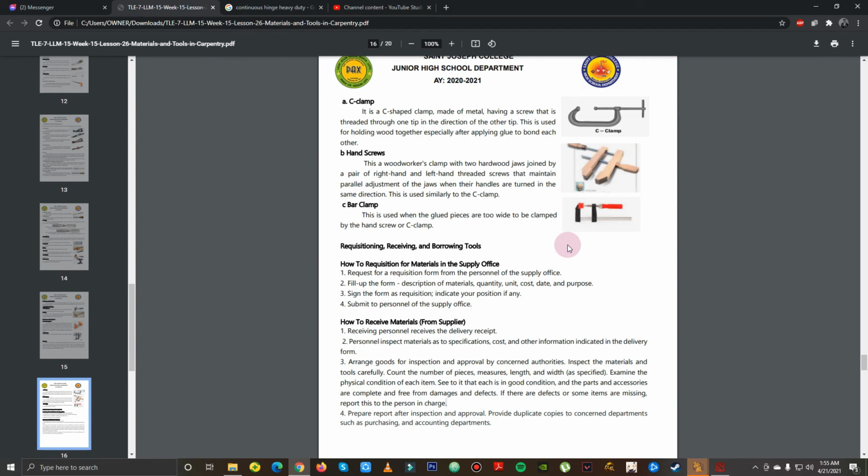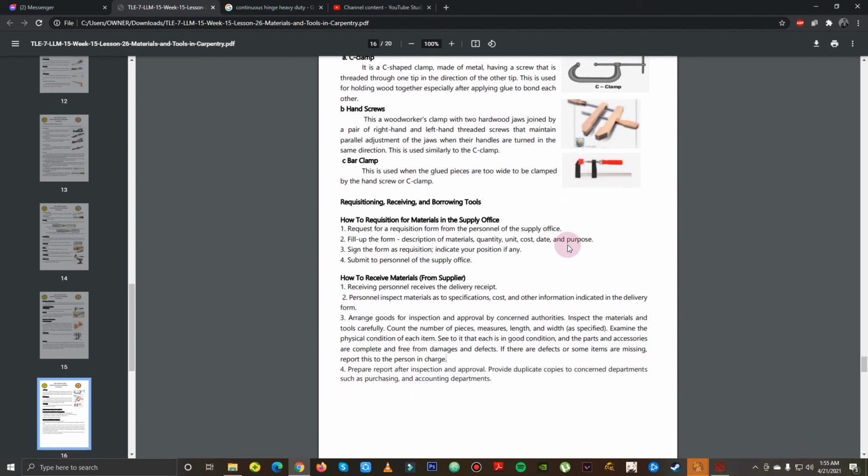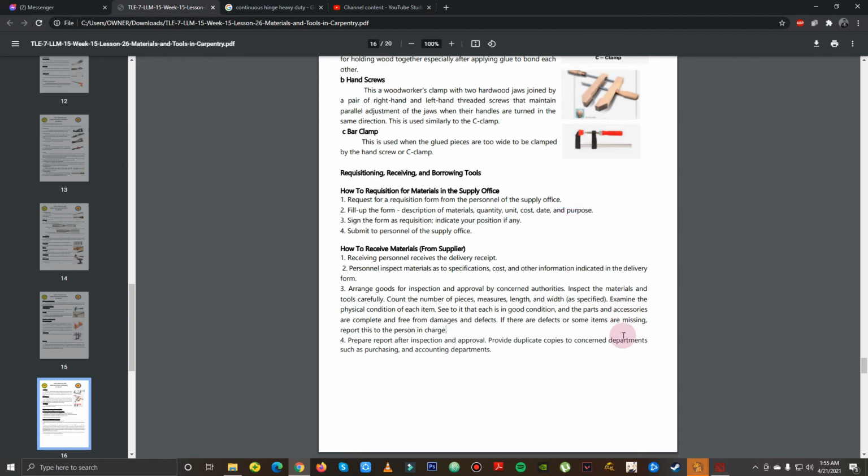Next, on the receiver side, how to receive materials from the supplier. First, receiving personnel receive the delivery receipt. Second step is personnel inspect material as to specification, cost, and other information indicated in the delivery form. Arrange goods for inspection and approval by concerned authorities.